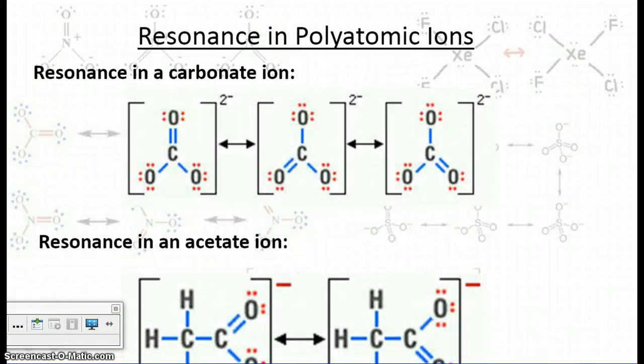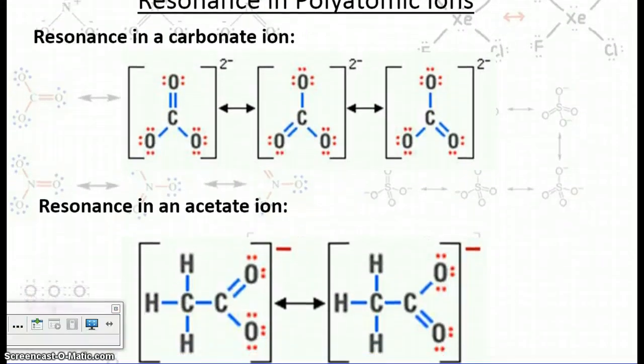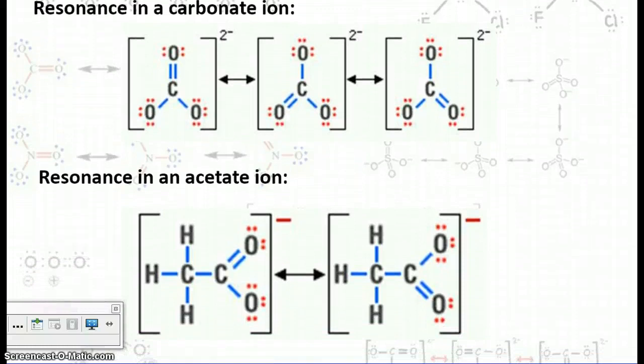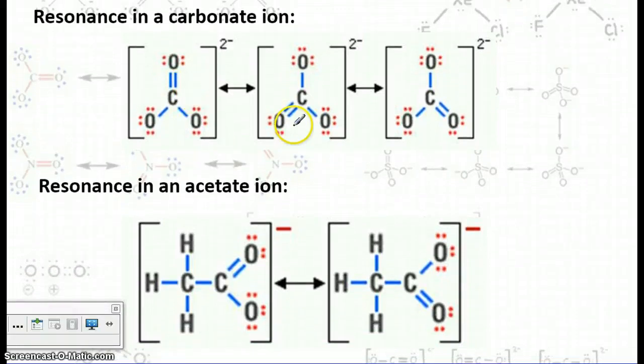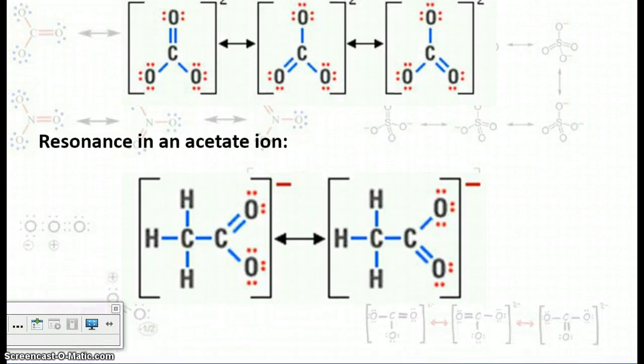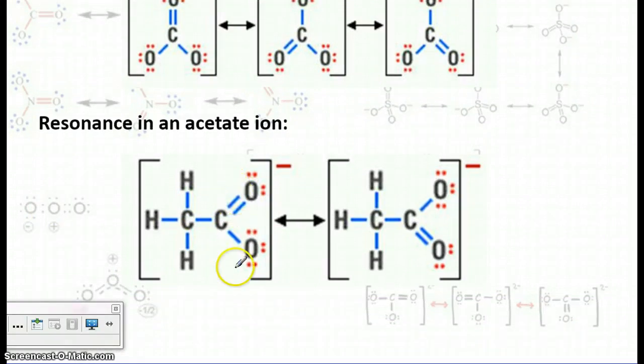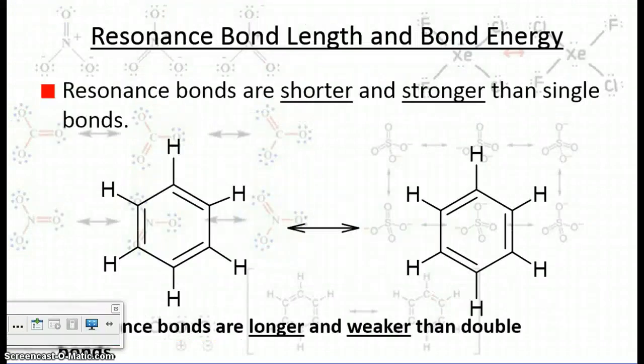Here are two other examples. We have carbonate ion, which is CO3 2-. You see that we don't really know where the double bond is. And then we have an acetate ion. Again, double bond, we don't know if it occurs on the top or the bottom oxygen. So it's all going to be a mixture of all of them.